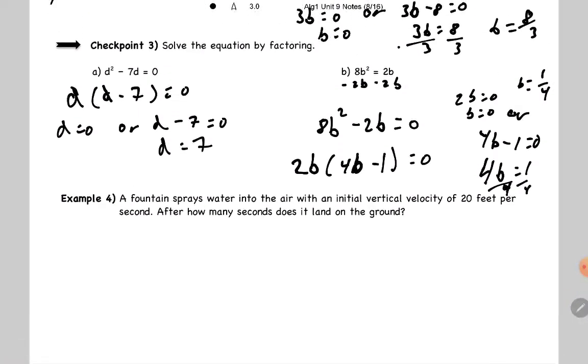So let's look at that. So we have our equation here. The function, let's say height here, is equal to negative 16t squared plus vt plus s. So we need to examine this paragraph or the sentence here and find out all our variables. So after how many seconds does it land on the ground? So we are looking for t. So t is unknown.